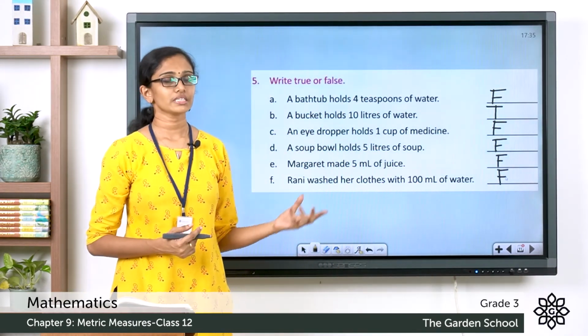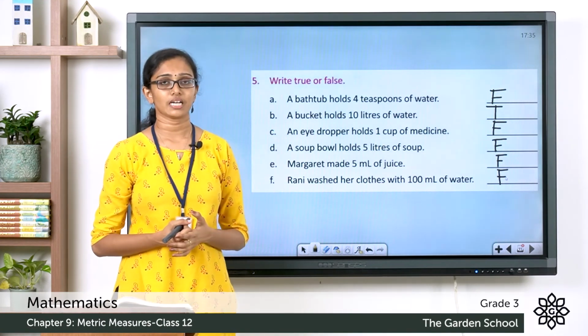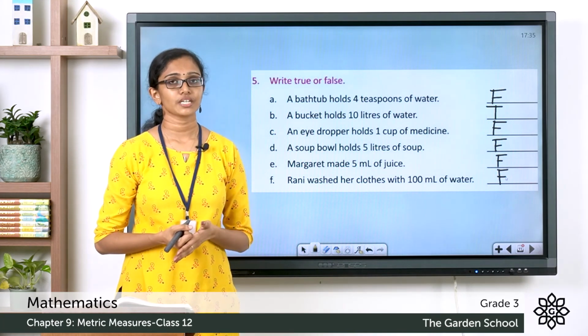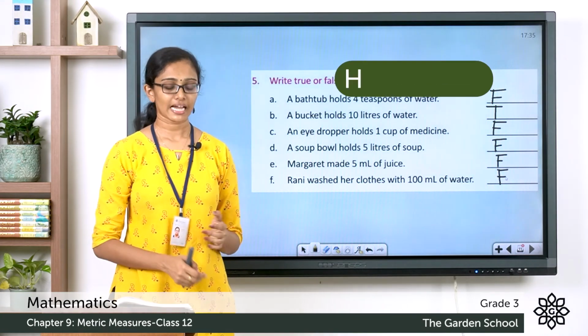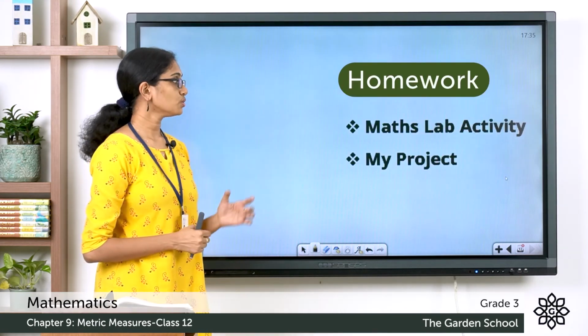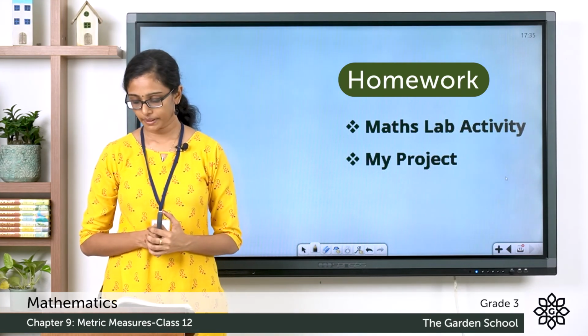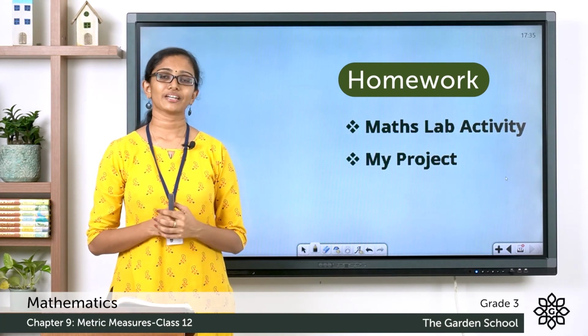You can go through all these questions once again and also go through all the topics that we learned in this chapter once again. In the next class, we'll be doing the revision station questions. So it's better that you revise all the concepts once. Now as an activity for the day, you have to go through the Maths Lab activity and My Project, which are given on page number 133 of your textbook. Go through it and do accordingly.